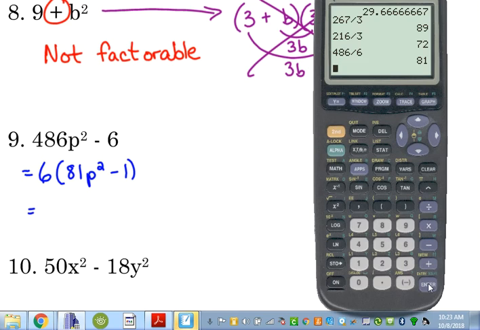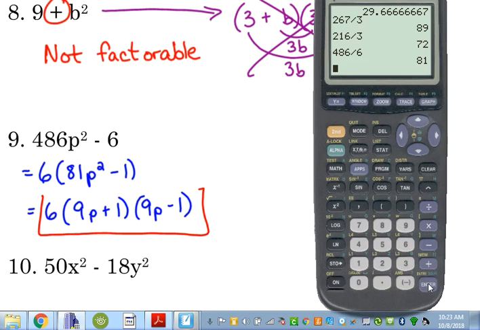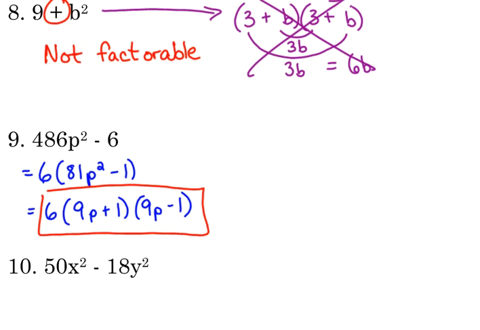81 and 1 are both perfect squares. So this is 9p plus 1 times 9p minus 1. Because 1 squared is 1. 1 is a perfect everything. A perfect square, a perfect cube, a perfect fourth, etc., etc.